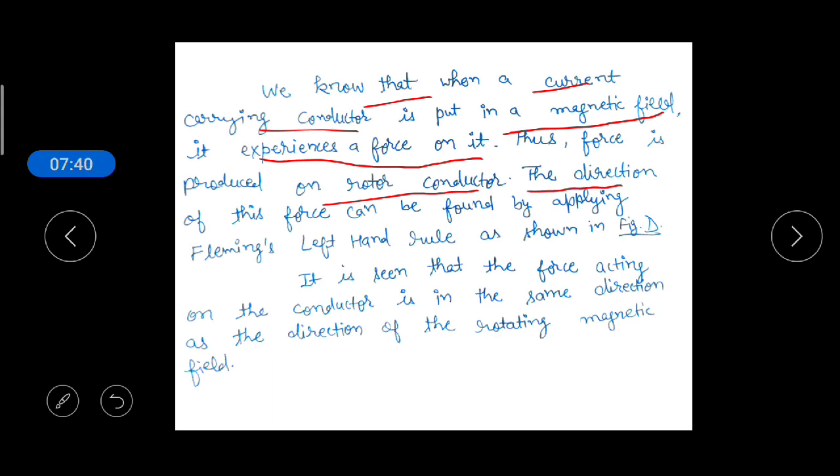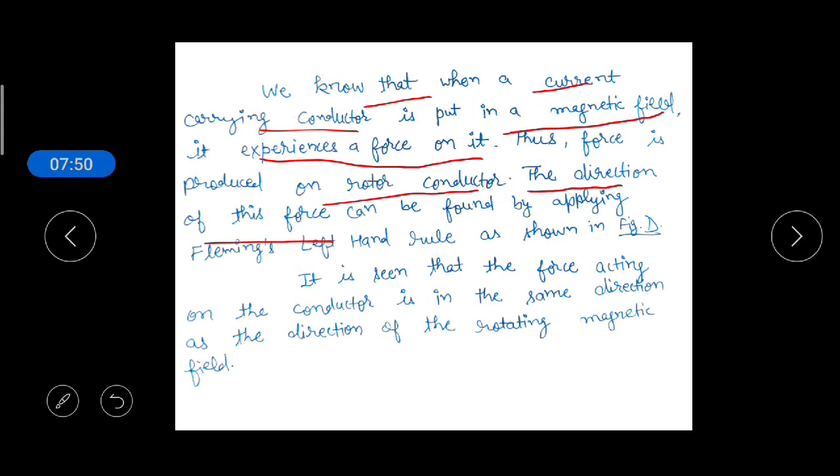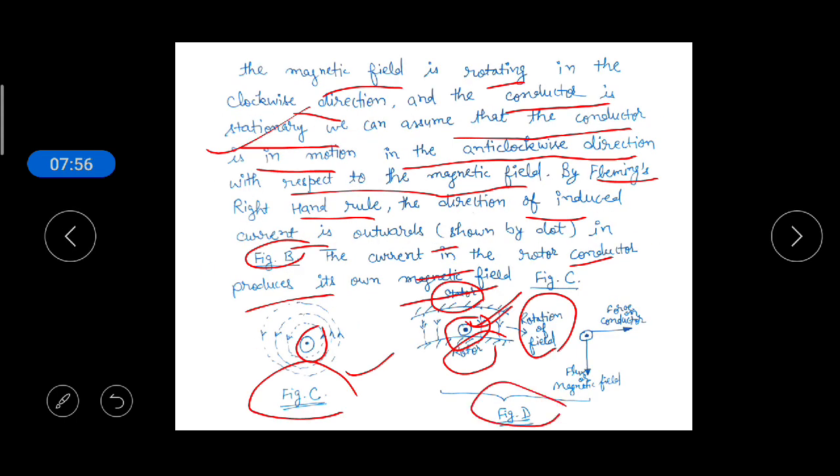Now the direction of this force, we are interested in finding out in which direction the force will act on this conductor. Okay, it can be found out by applying Fleming's left hand rule as shown in figure D. Here we will apply Fleming's left hand rule. So this is the force we are interested to find out.